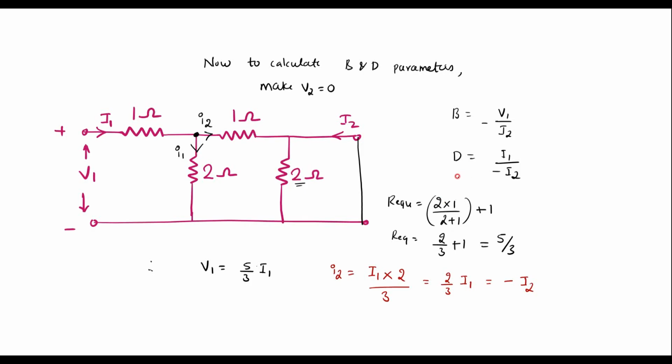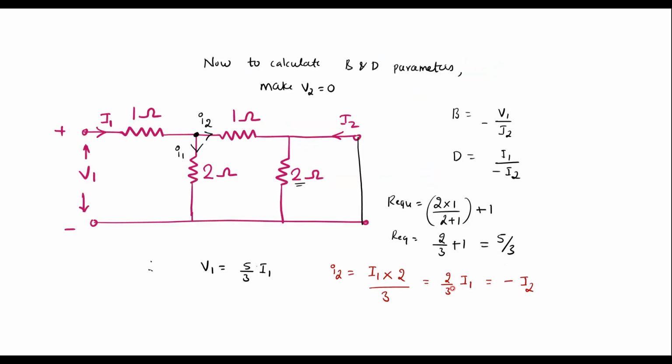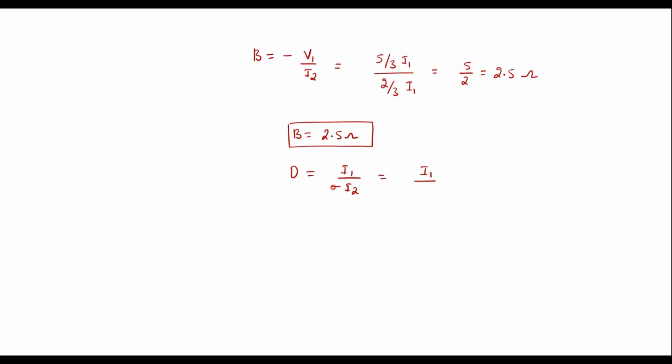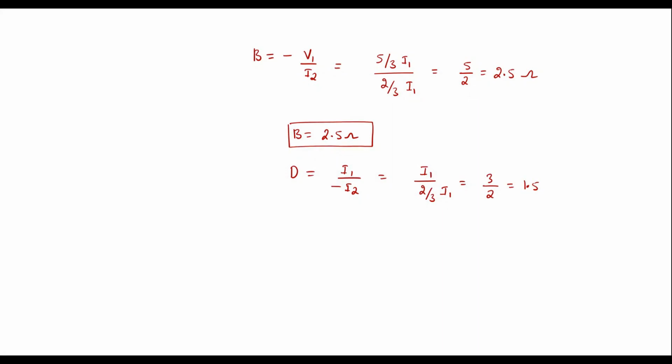So now let me calculate D. D will be equal to I1 by minus I2, that is I1 divided by I2. I2 is nothing but 2 by 3 I1, and that minus will get cancelled, that is 2 by 3 I1. I1 will get cancelled. It will be 3 by 2 which is equal to 1.5. So thus we calculated all four parameters.